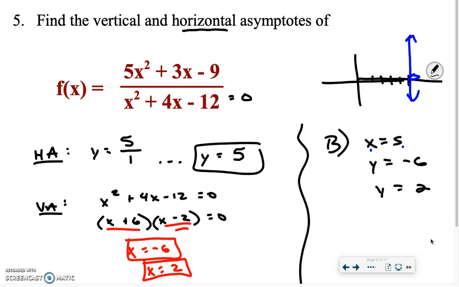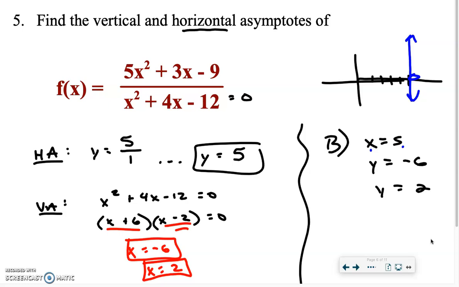Hudson, what would you do if the leading coefficients were the same? How would you solve that? Oh, the degrees you mean? Yeah, sorry. So if the degrees of the numerator and denominator are not the same, again, remember, we always have 3 options as far as how we approach those horizontal asymptotes.